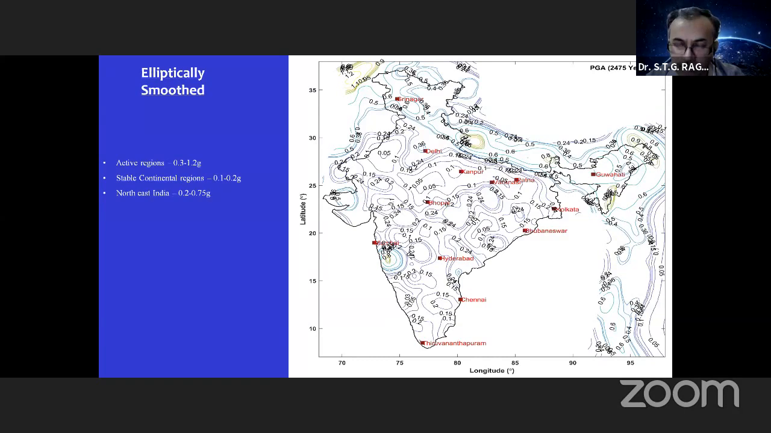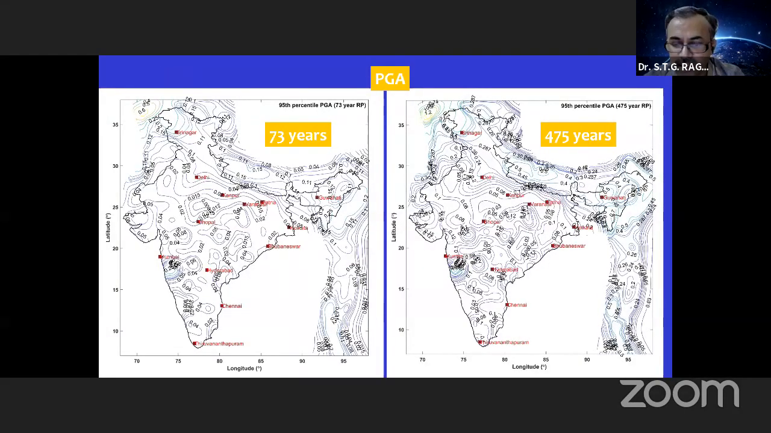So now I'm showing the 95 percentile. Of course, these values will be very high because it is mu plus 1.65 times sigma. So these are for 73 years, then 475 years, and these maps are very important for performance-based design. These values are very high because they use the 95 percentile, not the mean values. And similarly, this is for 2500 years.